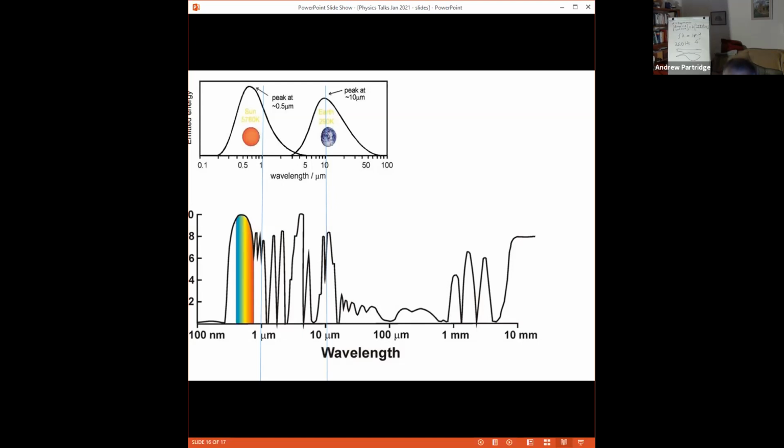So that's the origin of the so-called greenhouse effect: the difference in atmospheric transmission in the region where the sun's energy is coming in, which is up here, and the region where the Earth's energy is going out, which is down there.